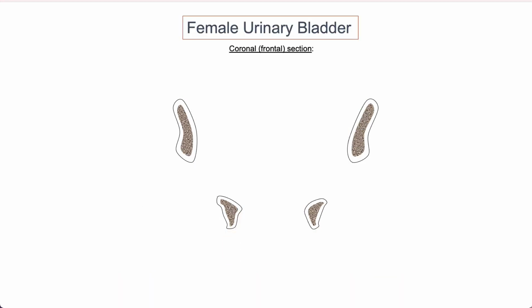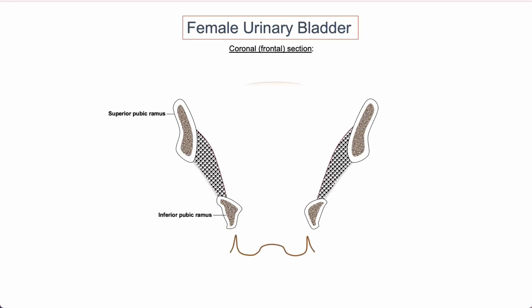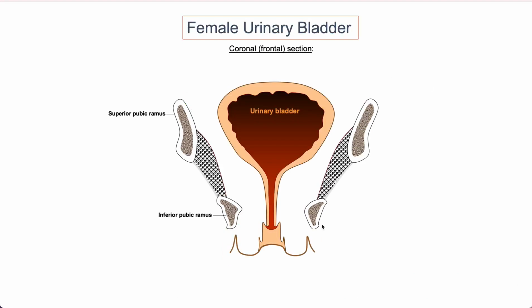The other structure, I am not talking about here. So female urinary bladder. Similar features other than the urethra is short and there is no prostate. Rest is the same.